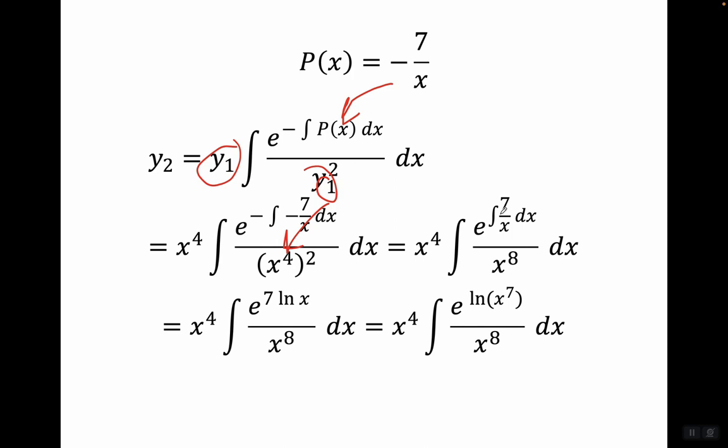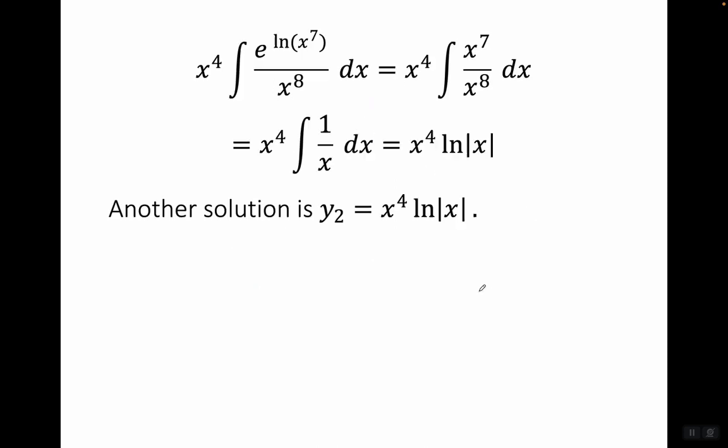Looks nasty, but it's really not that bad because the antiderivative of 7 over x is 7 natural log x. Ooh, I like this. e to the 7 natural log x. e to the x and natural log x are inverses of each other. So we're going to rewrite this using the rules of logs. 7 natural log x is natural log x to the 7th. And again, why did I do that? Because e to the x and natural log x are inverses of each other. So that just simplifies to x to the 7th. e to the natural log of x to the 7th is just plain x to the 7th.